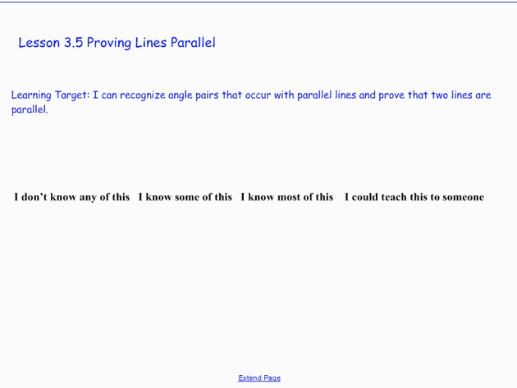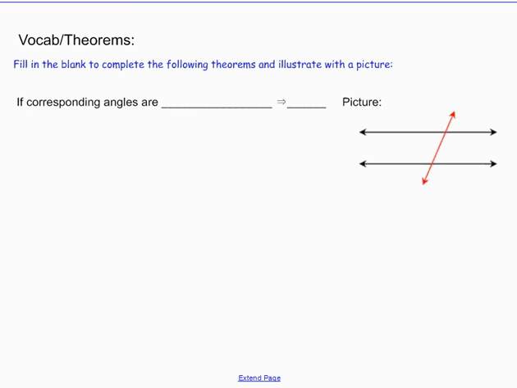Okay, so today we're going to be working on looking at angle pairs and then proving that two lines are parallel. In yesterday's lesson, we looked at the parallel lines and then proved that angles were congruent. Now we're doing the inverse. So, if we look here, we see the vocabulary and the theorems again.